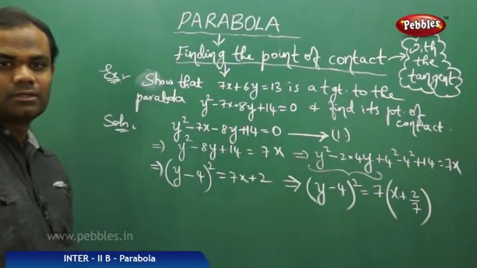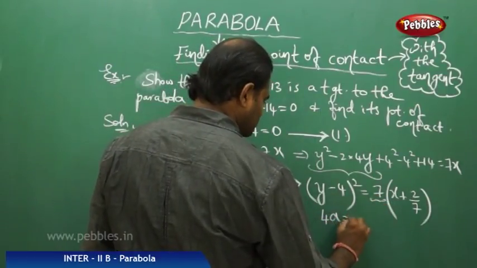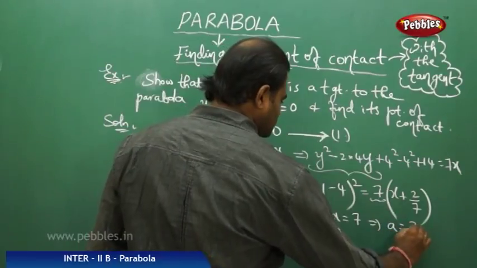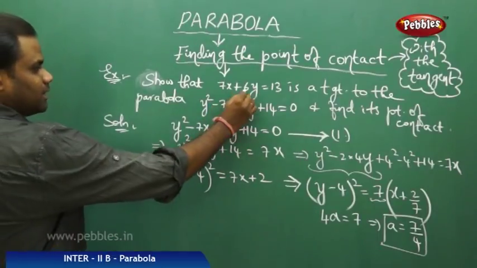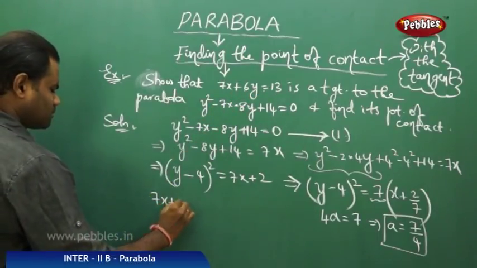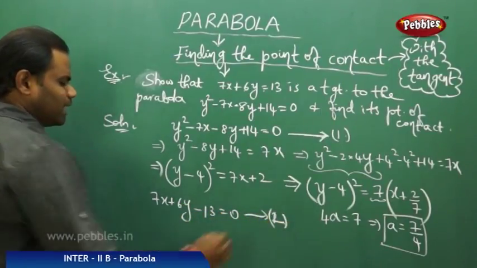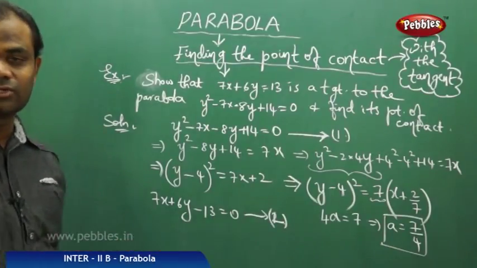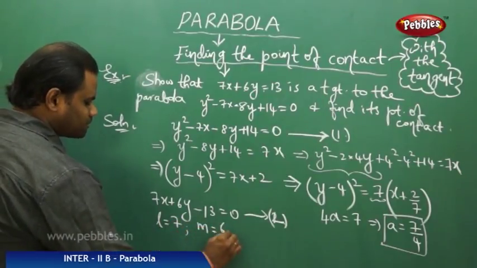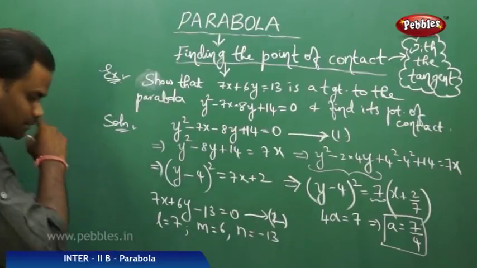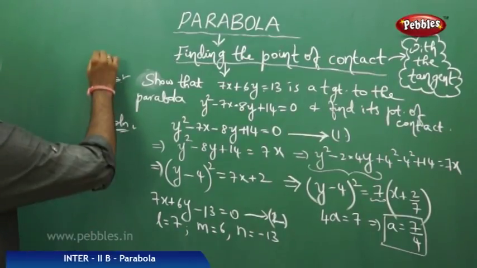So as I see here, my 4a is 7, which gives me a equals 7 by 4. And when I have the line 7x plus 6y minus 13 equal to 0, I have this in the form lx plus my plus n equal to 0, where this is l, this is m, and this is n. So using these basic values, I have the condition for tangency.